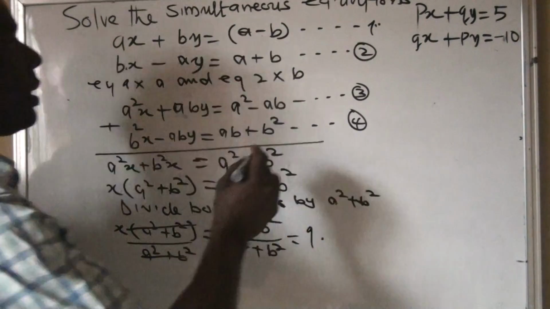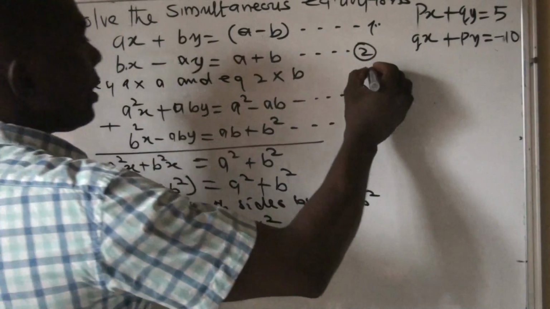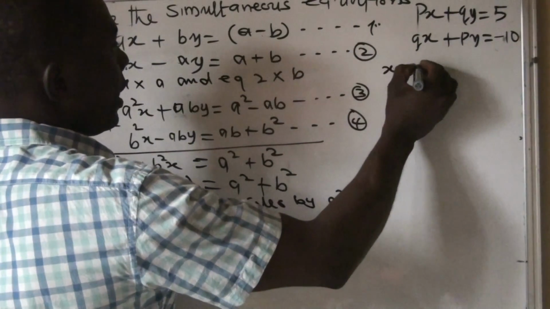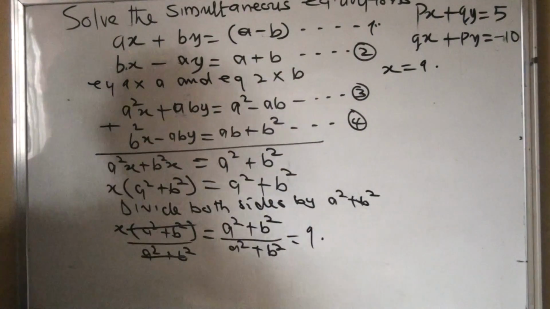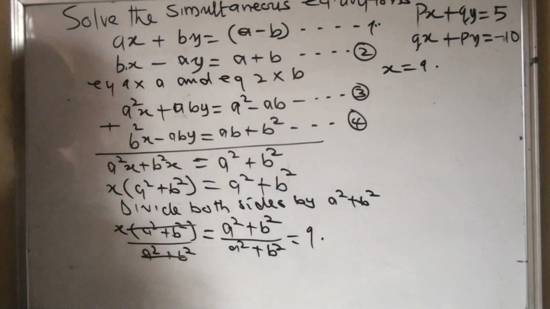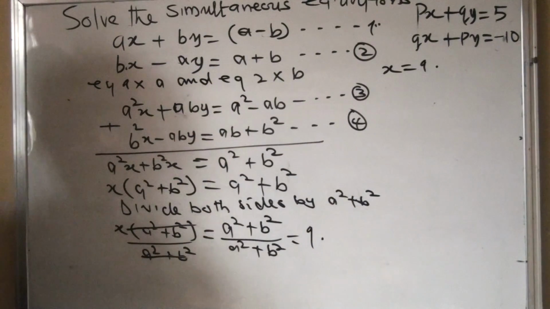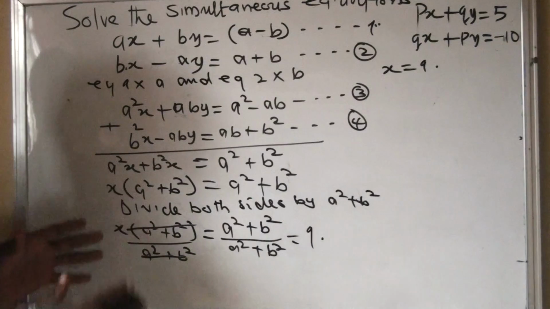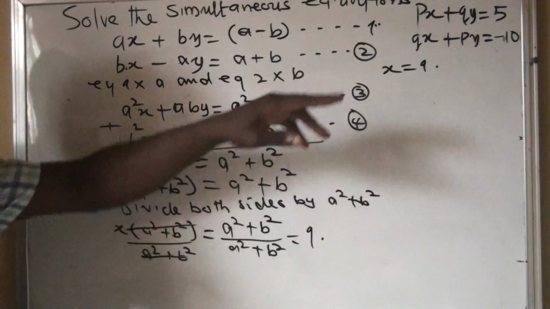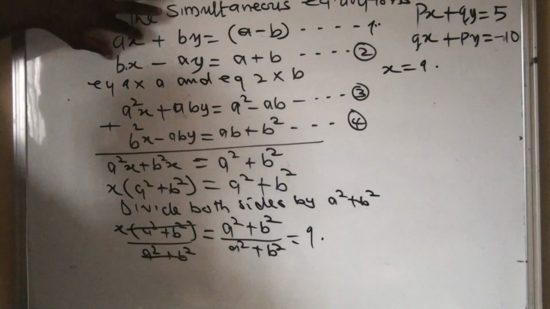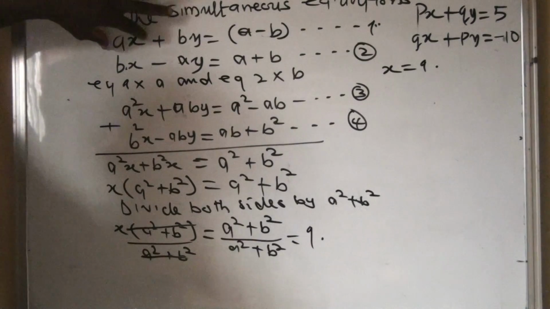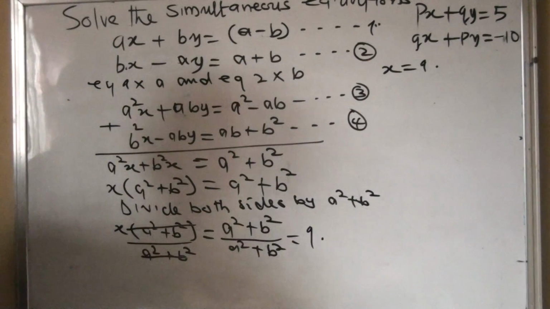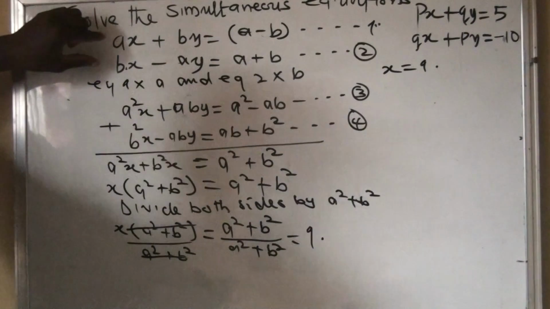So we see that the value of x is equal to 1. Okay, we have obtained that x is equal to 1. Once we are able to obtain that x is equal to 1, we should be able to find the value of y, putting the value of x in either equation 1 or 2. Now let's use equation 1.